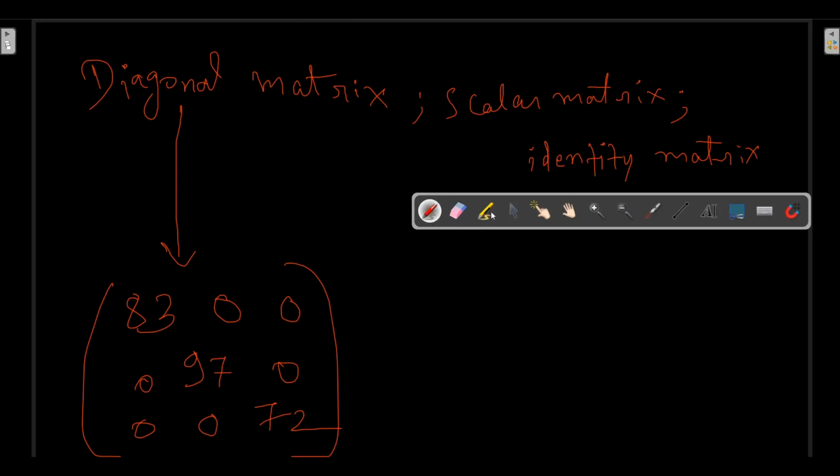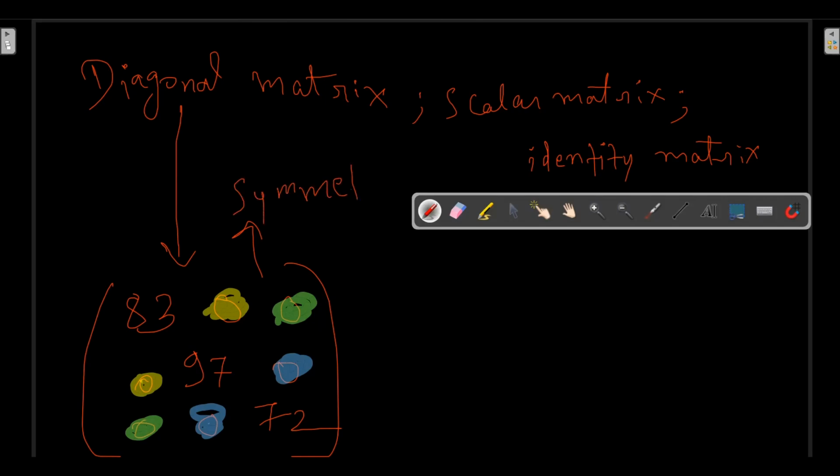Now, if you have a look at this element, it corresponds to this element, so they are equal and zero. This element corresponds to this element, so they are equal and zero. This element corresponds to this element, so they are equal and zero. Whenever such things happen, it becomes a symmetric matrix. Whenever this condition is satisfied, that is, corresponding elements above and below the principal diagonal are equal, it is said to be a symmetric matrix.